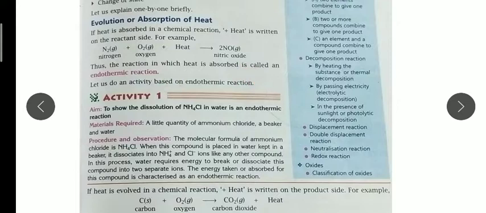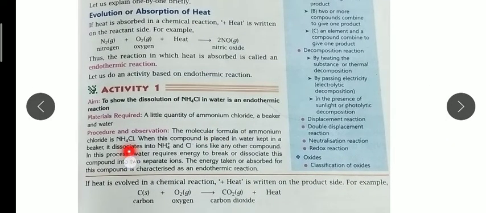One activity is given. In this activity they are showing the dissolution of ammonium chloride, NH4Cl, in water. What will happen when we add ammonium chloride to water? This is also an endothermic reaction. For this we need a few materials: ammonium chloride salt, one beaker, and water, three things. Now what is the procedure and what is the observation? The molecular formula of ammonium chloride is NH4Cl. In chemistry you should know the molecular formulas.